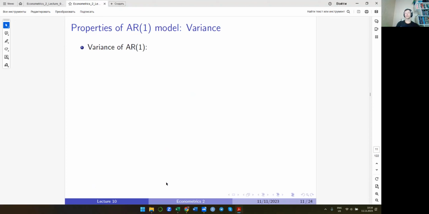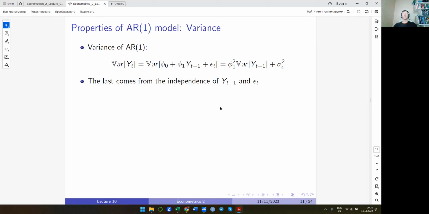Now, regarding the variance. So the variance of yt, again, we plug the expression into the variance operator. The variance of a constant is 0. The variance of this part is phi1 squared times the variance of yt minus 1, plus the variance of the white noise, which is sigma squared of the white noise. Epsilon t and yt minus 1 are independent, of course. Normally, the observation yesterday does not depend on the random outcome today. So logically, they are independent.